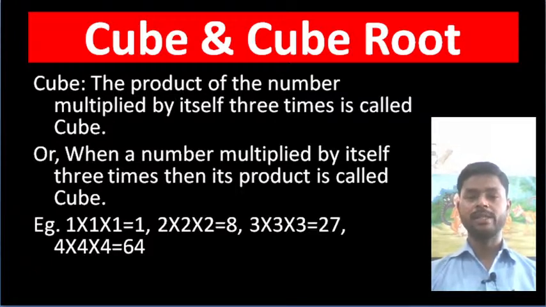Another example is 2 multiply 2 multiply 2. When we multiply 2 three times, the product will be 8. So 8 is the cube of 2. Again, when you multiply 3 three times, the product will be 27. So 27 is the cube of 3. And similarly, 64 is the cube of 4, because when we multiply 4 multiply 4 multiply 4, its product will be 64. So 64 is the cube of 4.